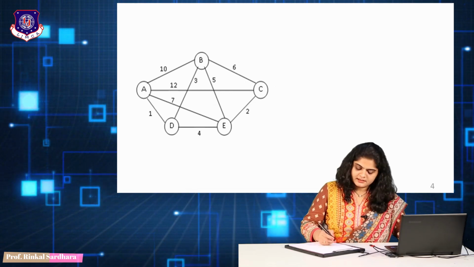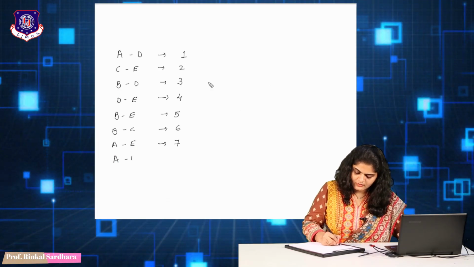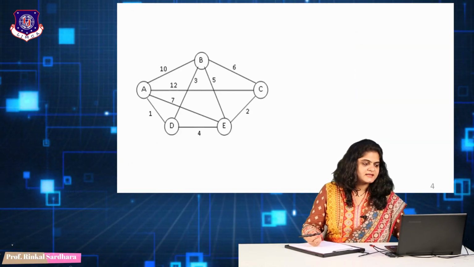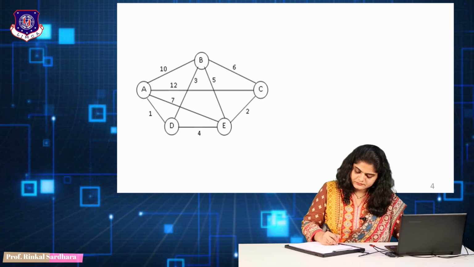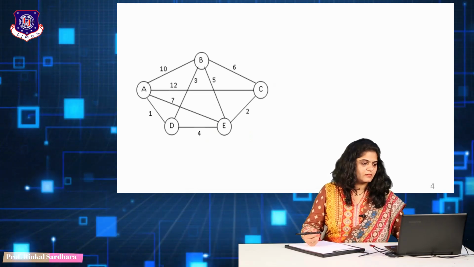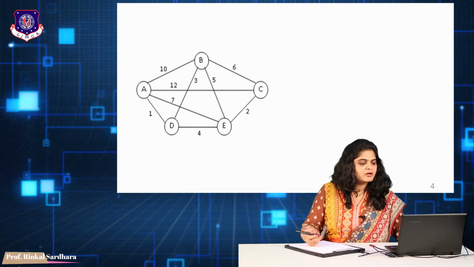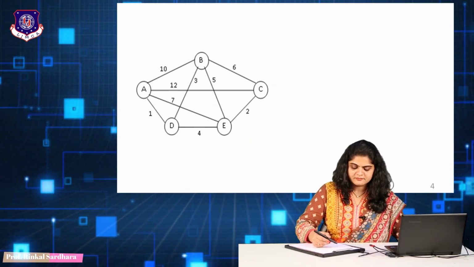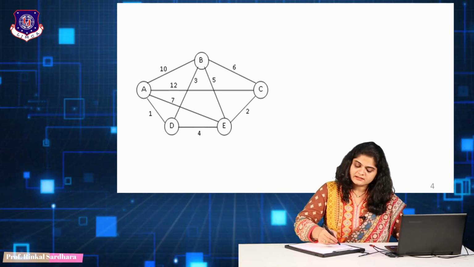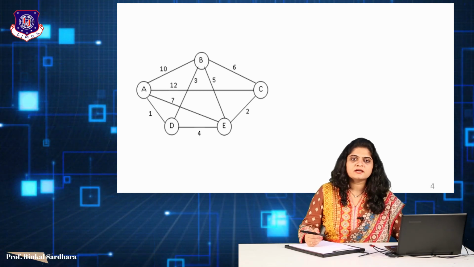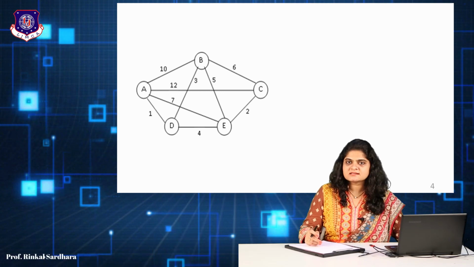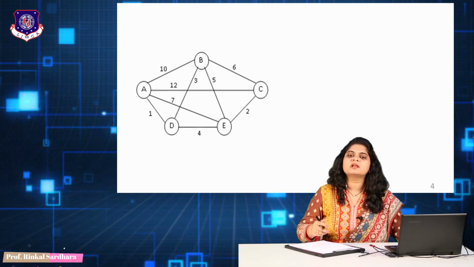Next is 10. Next one is 12. Here the total number of edges is 1, 2, 3, that is total 9. We have done the increasing order of all the edges of this graph. Now we have to select edges one by one and add them into the minimum spanning tree.